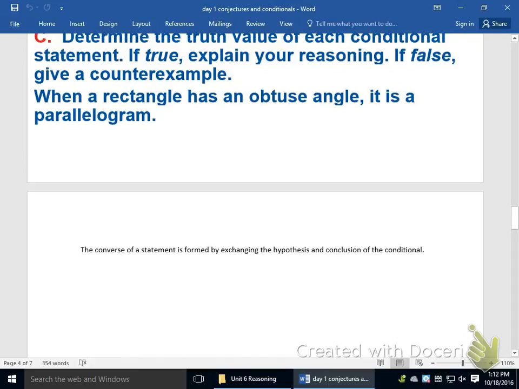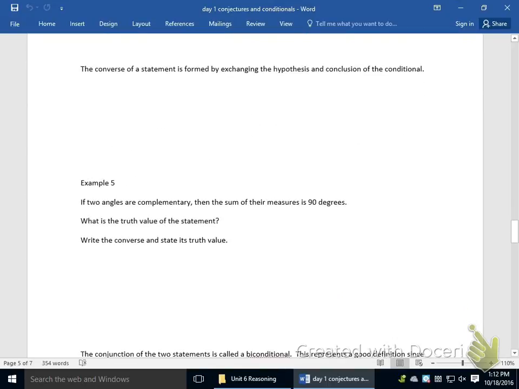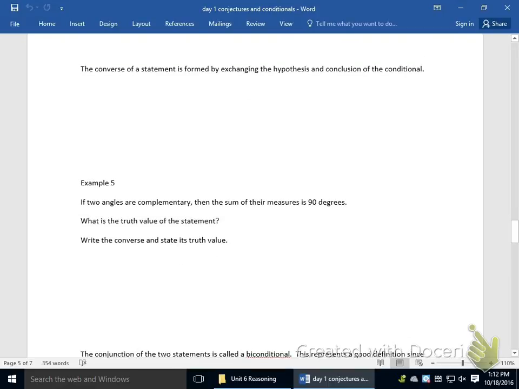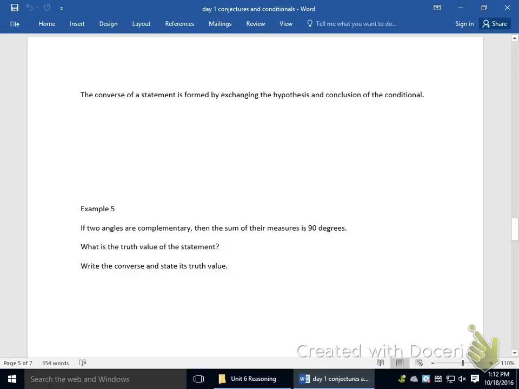Converse really quick. This is moving right along to our last example. The converse of a statement is formed by exchanging the hypothesis and conclusion of the conditional. So I'm going to take a look at a couple of those, if not just one, I believe. If two angles are complementary, then the sum of their measures is 90 degrees. The truth value of that statement is actually true. That's what it means for angles to be complementary. They add to 90. I cannot find a pair of complementary angles that don't add to 90 degrees.